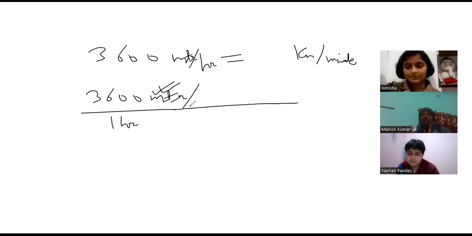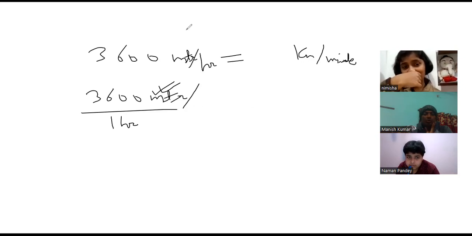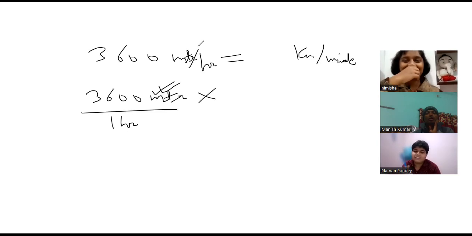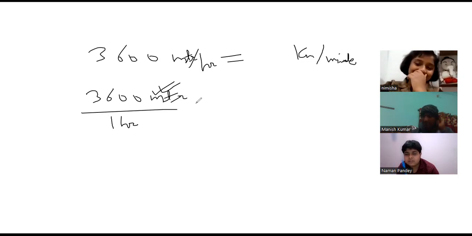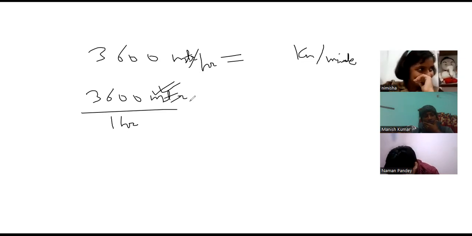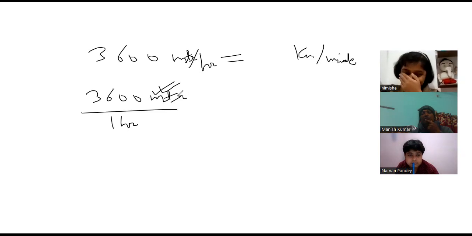We should do into, not divide. No, sir, into. You just told me 360 kilometer divided by, so what's the measure? From where did 360 kilometer come? There is nowhere written 3,600 kilometer. We have 3,600 meter written here. Now we have to convert it to kilometer.